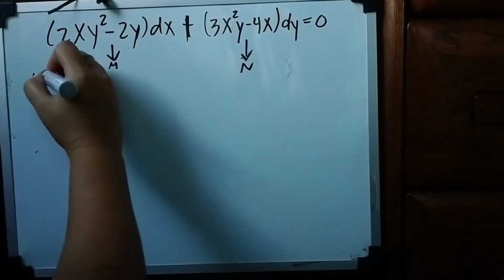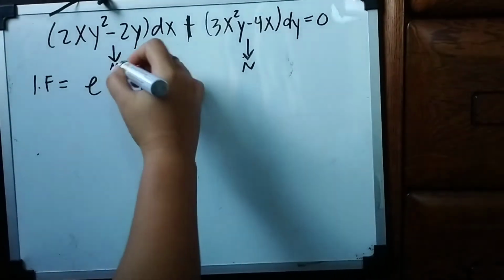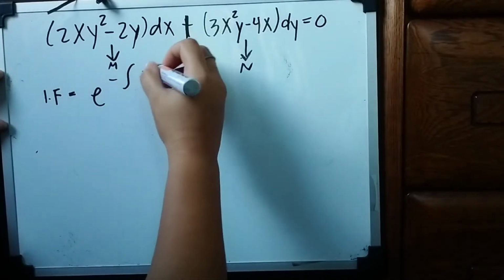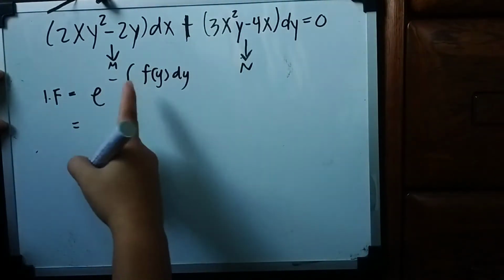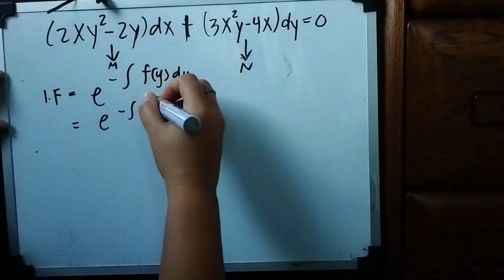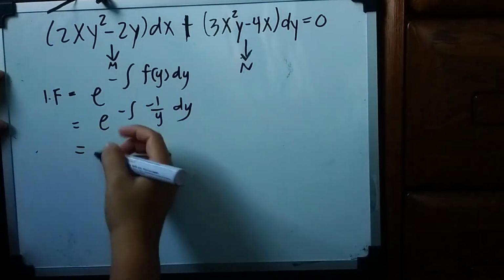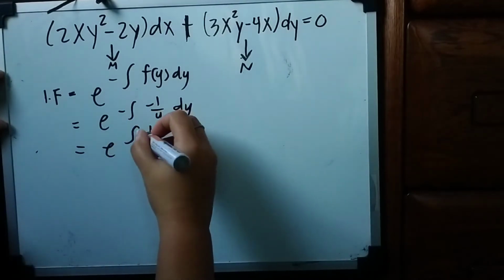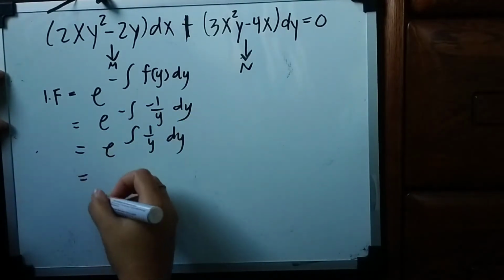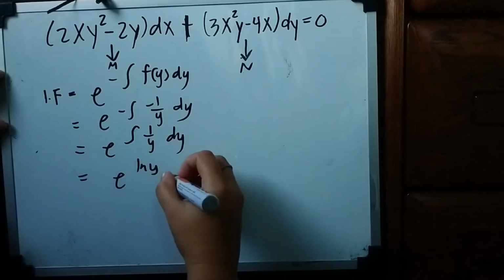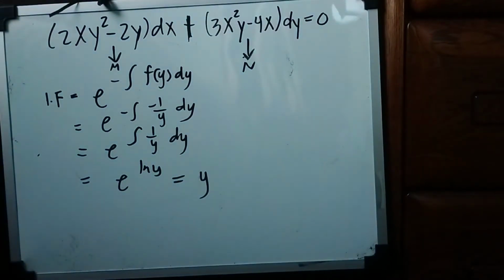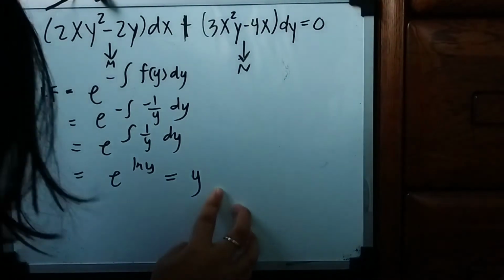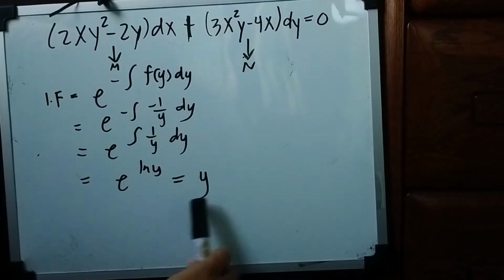And then to get our integrating factor, this will be our formula: e to the integral of negative f(y) dy, where f(y) is equal to negative 1 over y. Then we will take this negative 1 outside of the integral, so we will have the integral of dy over y, which is equal to ln y, which gives us y. So we have now our integrating factor, so that our function will become exact. We will distribute the y to the given function.